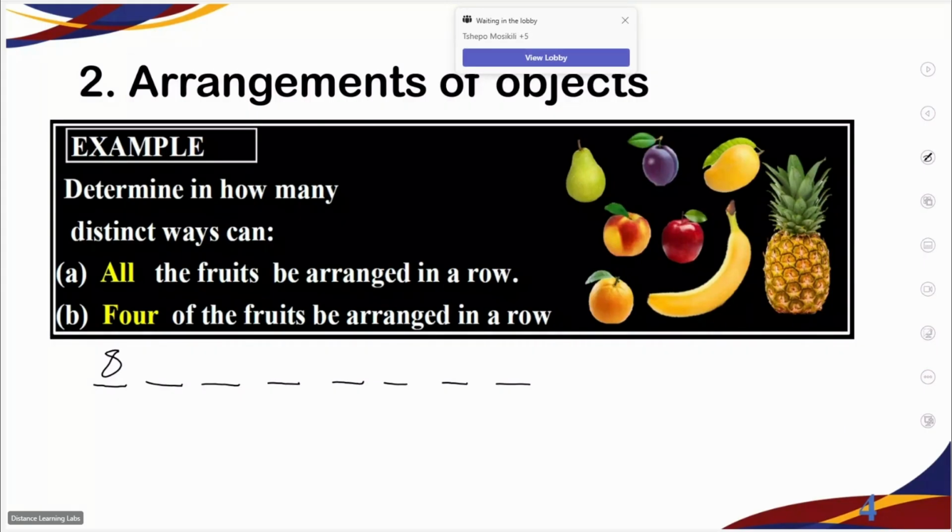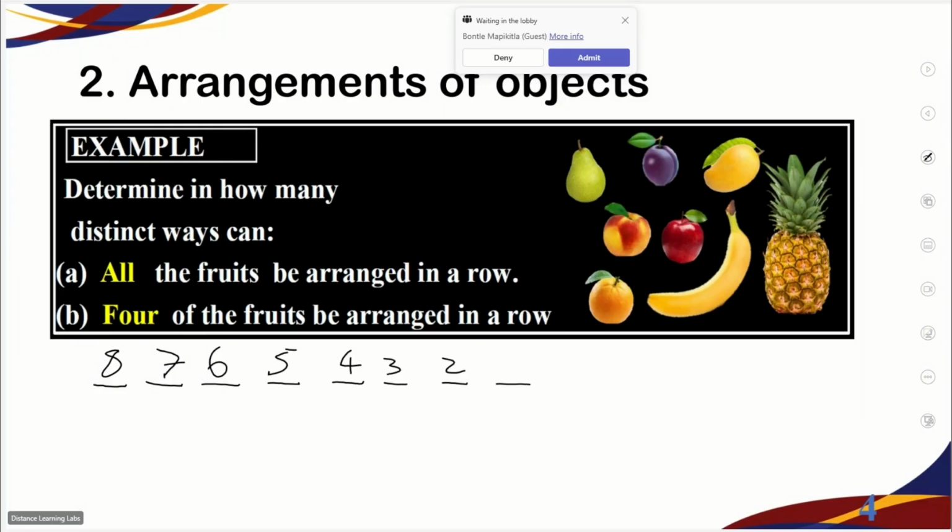But one of the 8 fruits occupies this. It leaves us with 7 fruits. Therefore, for the second position, only 7 fruits would be competing there. One of the 7 occupies that. Then we have 6 fruits that are competing for the third position. And then the fourth position, we are only going to be left with 5 fruits. And then the other positions will be left with 4, 3, 2, 1.